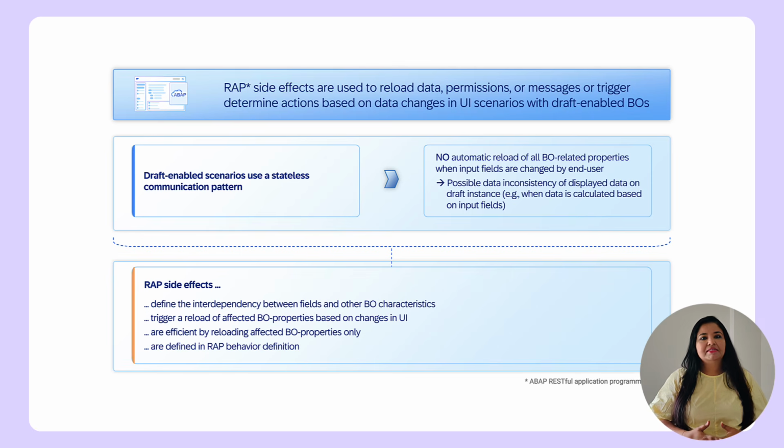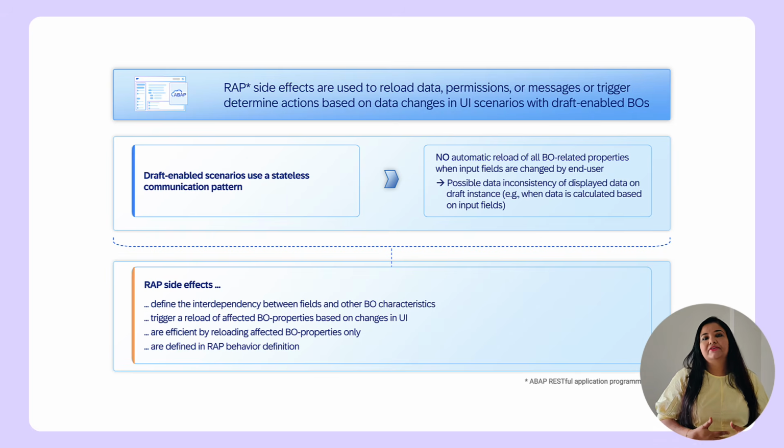Imagine a travel business object where the total price is calculated from the booking fee, flight price, and additional charges. If the user changes the booking fee, the total price should be recalculated and refreshed immediately. Without a side effect, the user may continue seeing the old value until a manual refresh occurs. RAP side effects ensure the UI stays consistent and responsive.